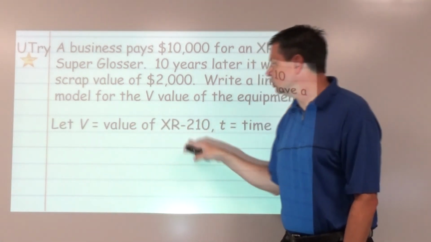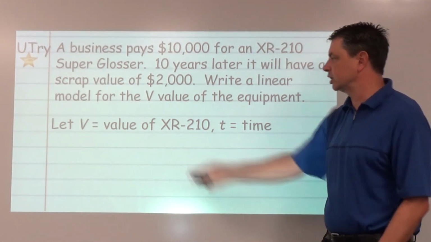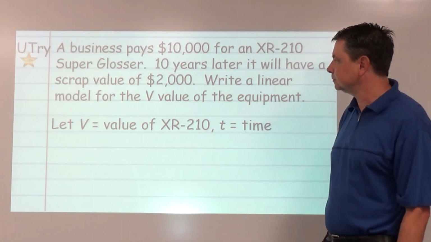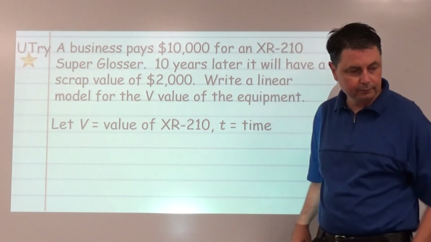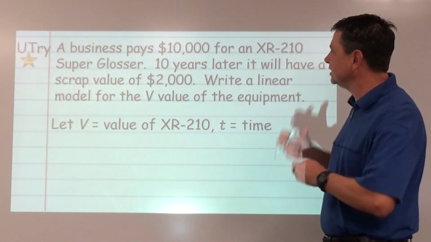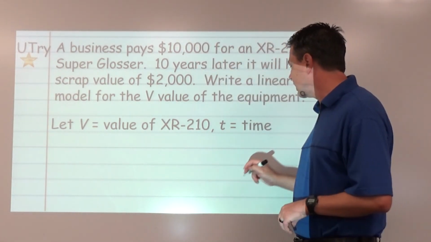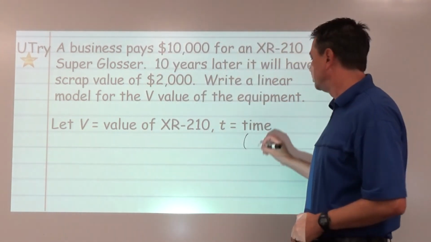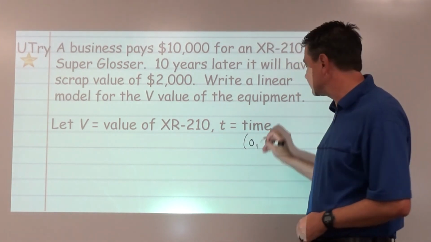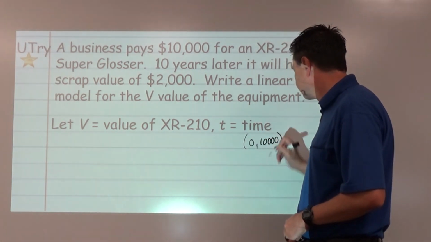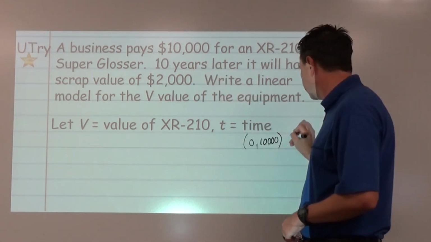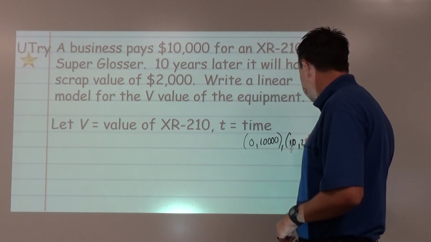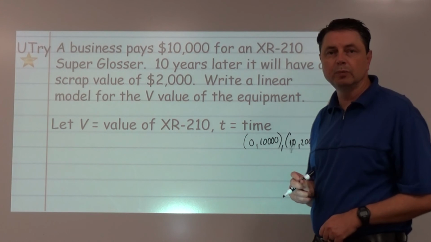Let V be the value of the XR210, or you can put superglosser. Make sure you're specific in some way. T equals time. We've got a couple points here. Pays for it. So right now, that one's kind of tricky. It's not 1. That would be 1 year later. Buys the equipment right now, so zero time has elapsed. So first point, 10 years later. Those are your two points.